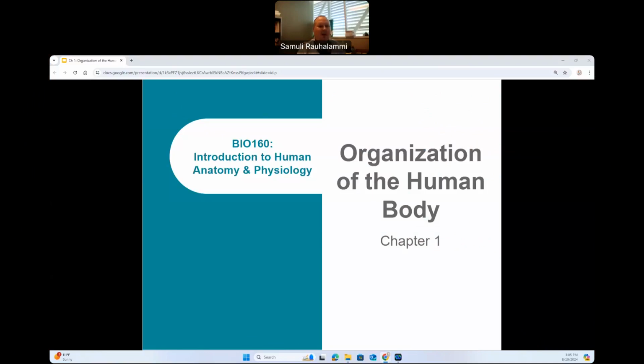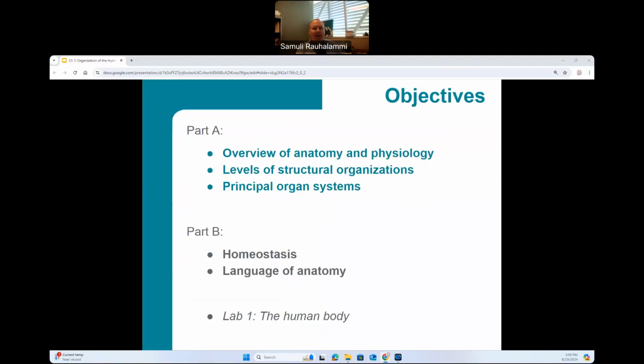Okay, let's use today as a chance to go through the organization of the human body. And I've divided the content on this particular chapter into two sections. We're going to start by looking at the overview of the anatomy and physiology, then talk a little bit about the levels of structural organization, followed by looking at the principal organ systems. All other parts of this chapter we will cover in the second lecture video.